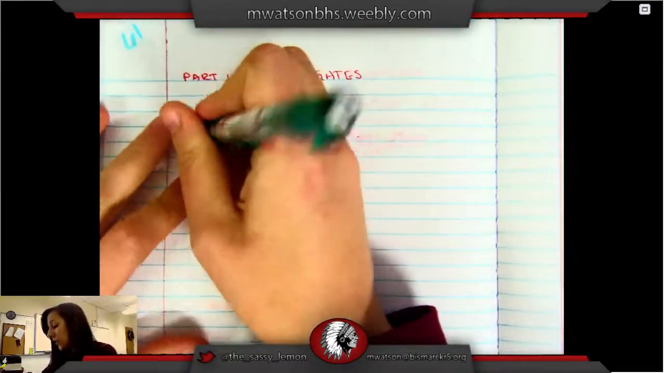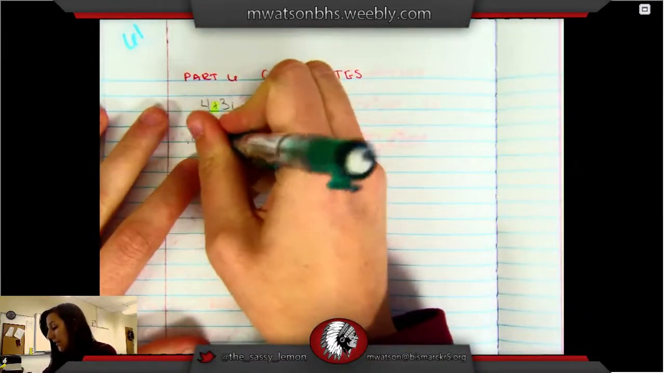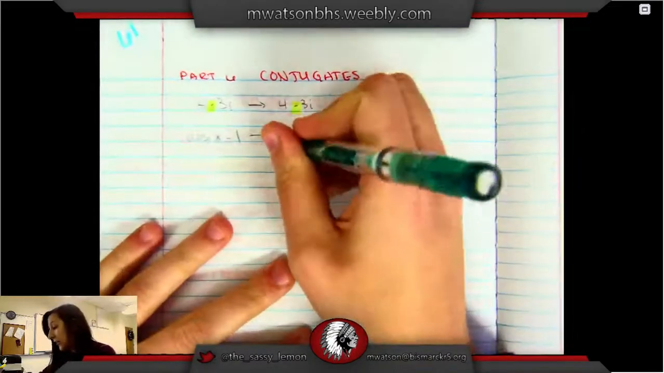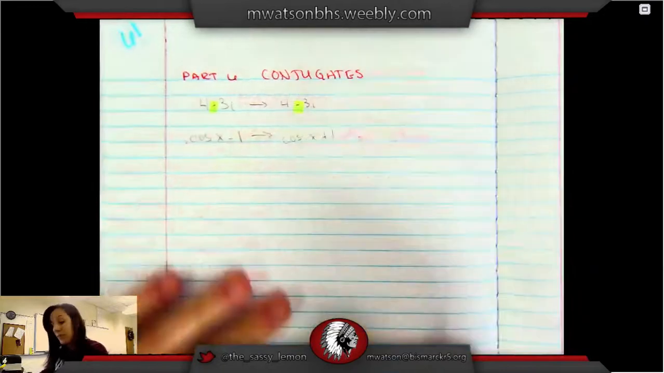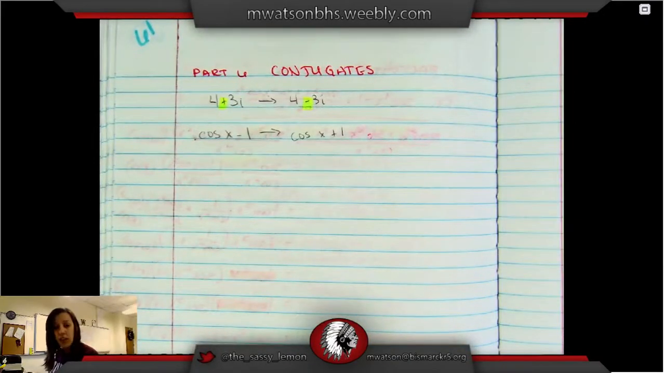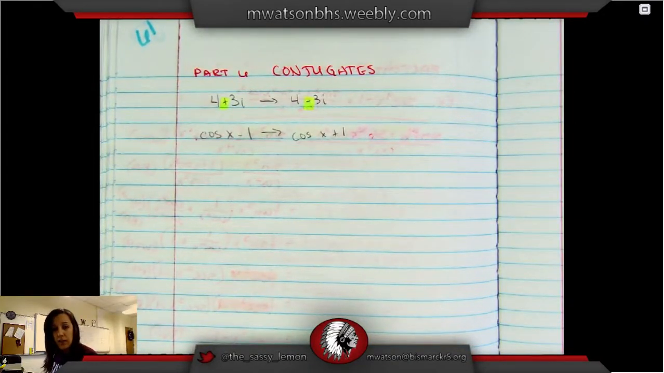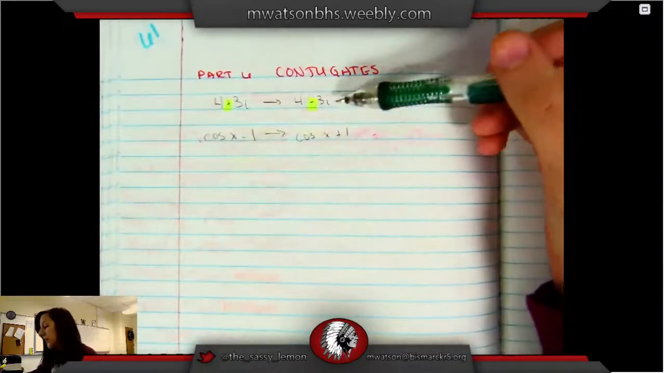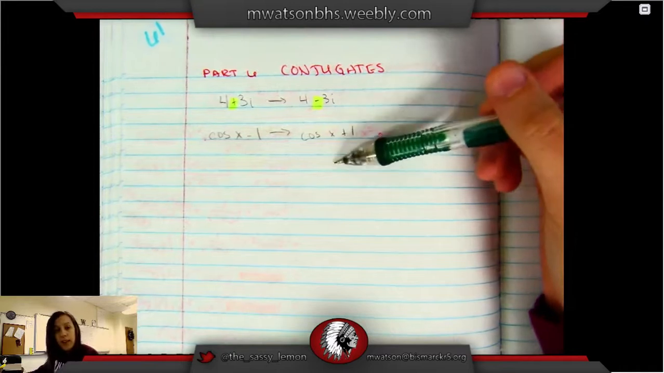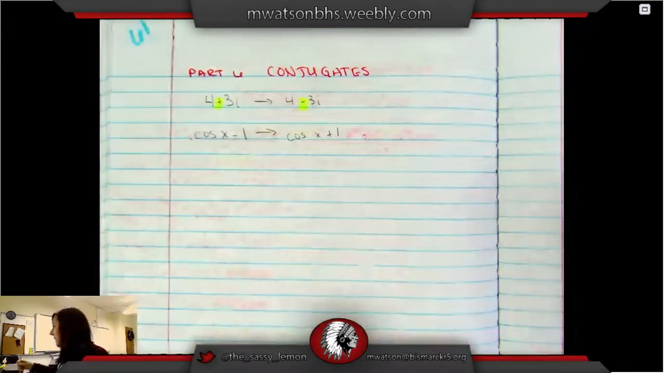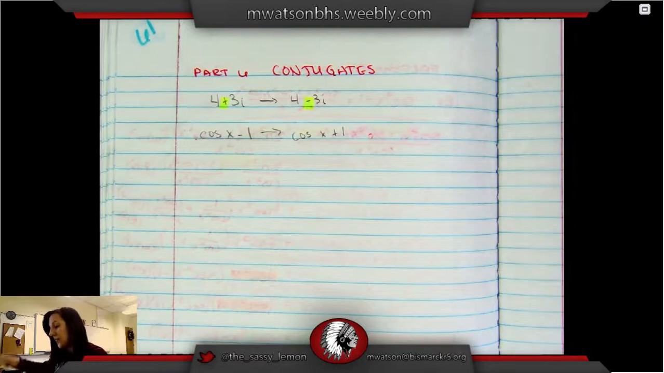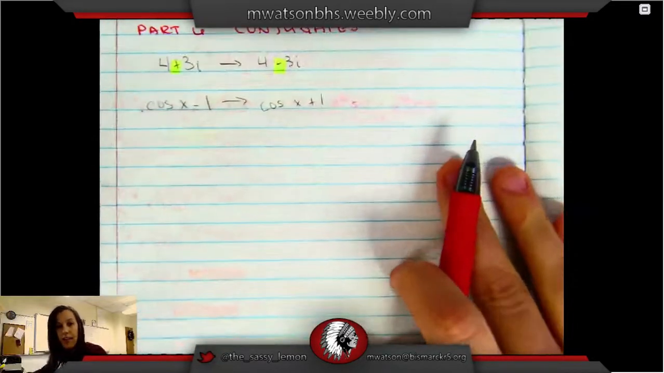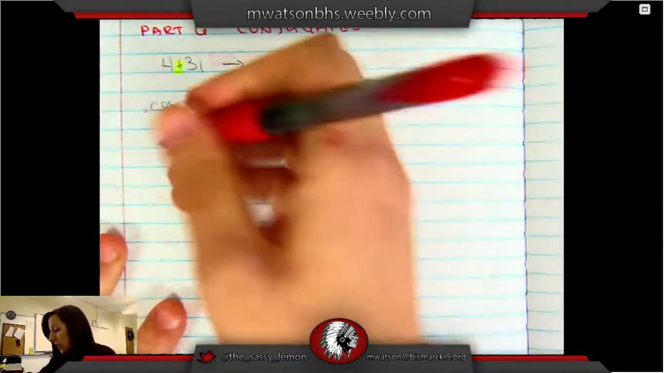So in the trig world, maybe that's cosine x minus 1, and you might multiply it by cosine x plus 1. Now the purpose of a conjugate in algebra was usually to eliminate something. So here we eliminated an i. What it does here, as you'll see in a second, is usually create something that kind of looks like a Pythagorean identity. So let me show you with this cosine example.